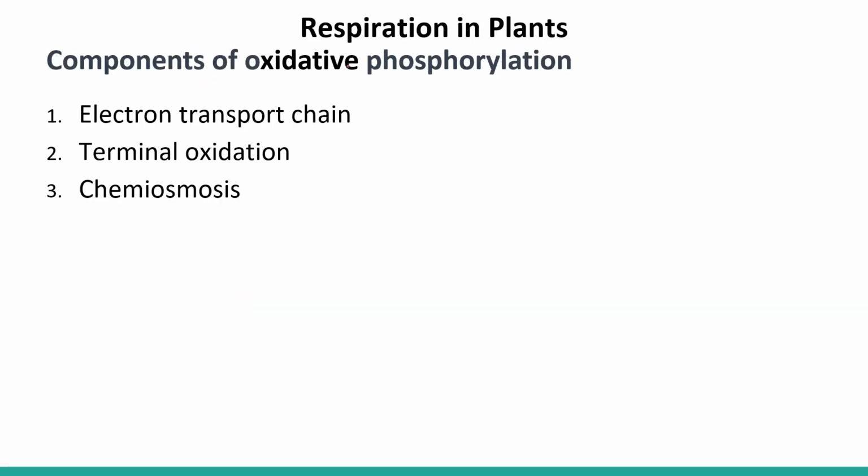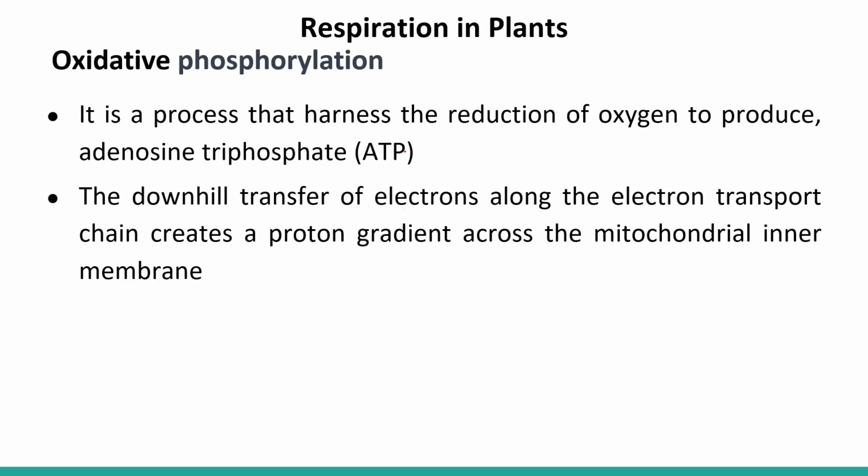So now let's start with the components of oxidative phosphorylation. We'll be discussing this process in detail now. First component is the electron transport chain. Second one is the terminal oxidation. And then we have chemiosmosis. So this theory explains the generation or formation of ATP, how ATP is produced.